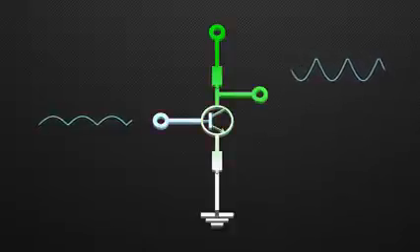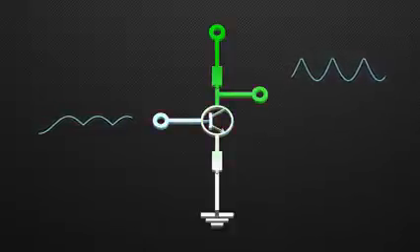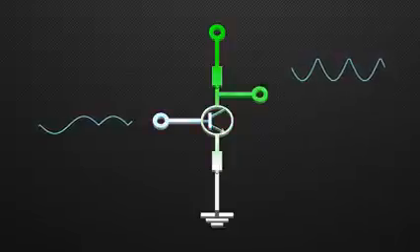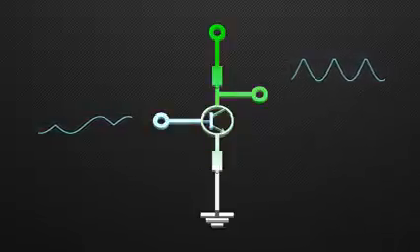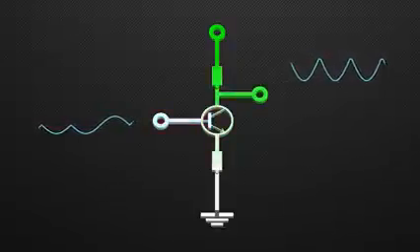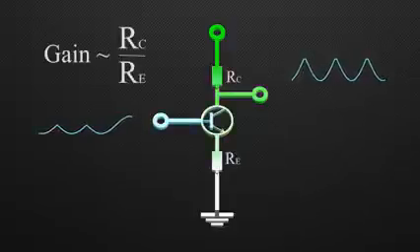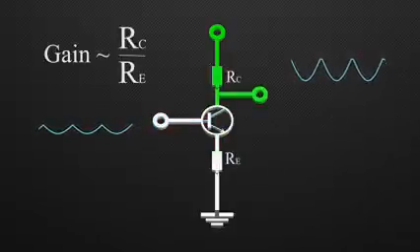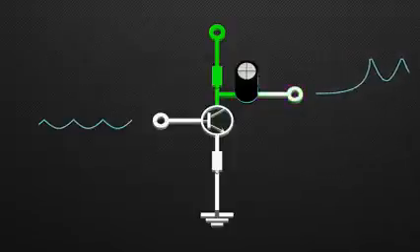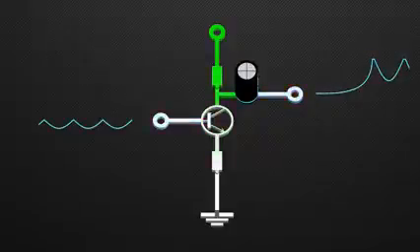This provides negative feedback for the output, limiting the gain of the amplifier. The gain of the amplifier is now more dependent on these two resistors, rather than the gain of the transistor, allowing us to have better control over the total gain of the amplifier. The gain of this amplifier is given by the ratio RC to RE. At last, we add a capacitor to remove the DC bias and get the amplified input signal.